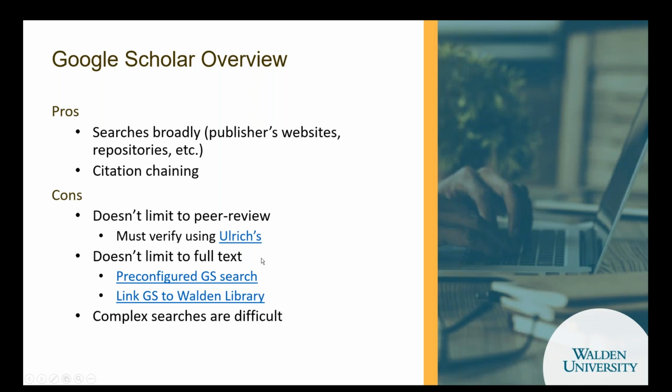So the two ways that you can access the library's content from Google Scholar are to use our pre-configured Google Scholar search or link it to the Walden Library. And the link is good. It works most of the time. It can be a little glitchy, but in case you clear your browser of your cache and cookies, you have to reset the link to the Walden Library.